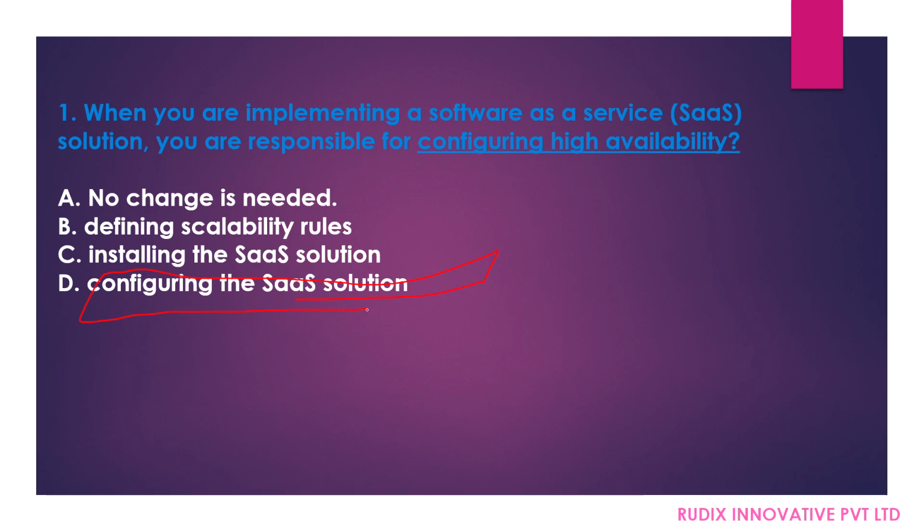Coming to options B and C, defining scalability rules and installing the SaaS solution. These are part of the overall implementation process but do not directly address the aspect of high availability. Coming to option A, no change is needed. It is incorrect. We need to configure high availability. So the answer is configuring the SaaS solution. Next question.